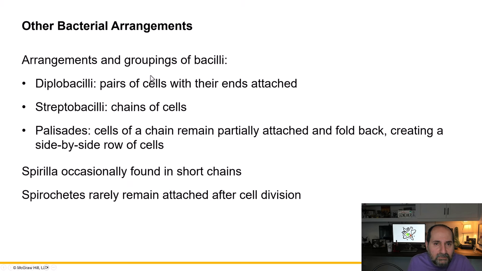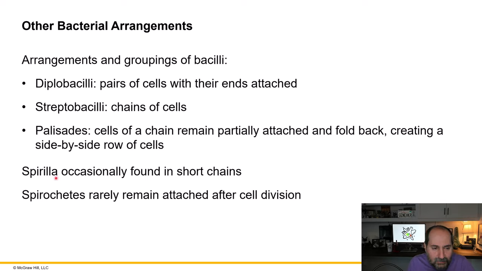What about bacilli? Remember, bacilli are rod-shaped bacterium. Bacilli can exist as pairs as well, called diplobacilli. That means a pair of bacilli or rod-shaped cells. Streptobacilli, which is a chain of these cells end-to-end. Palisades, which are these rod-shaped cells side by side. So imagine, strepto is end to end, palisades are side by side.